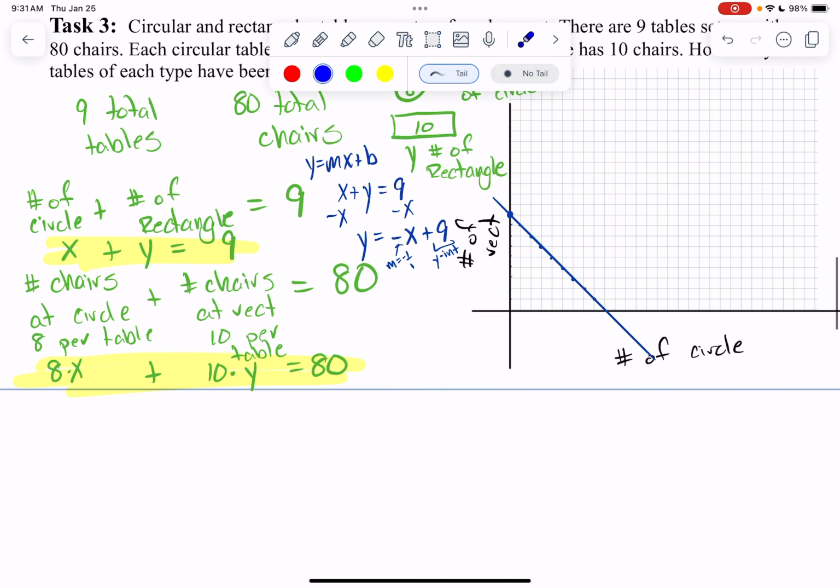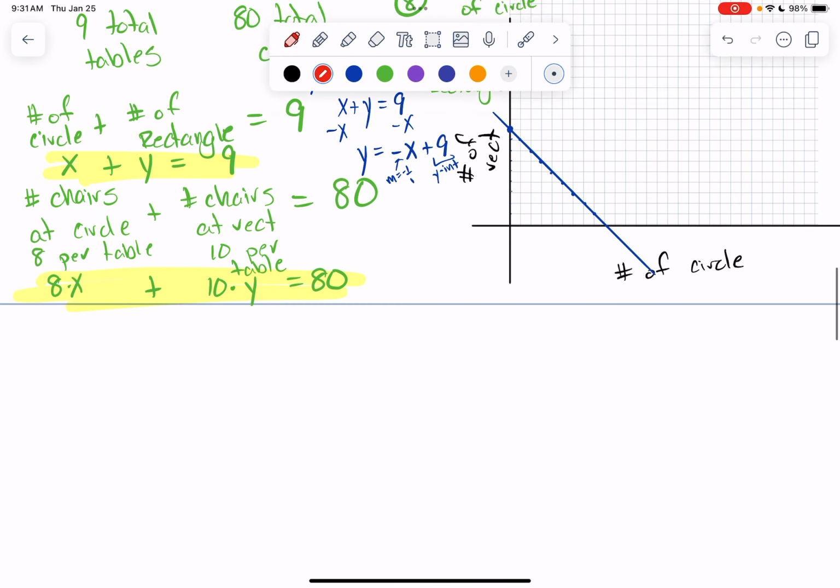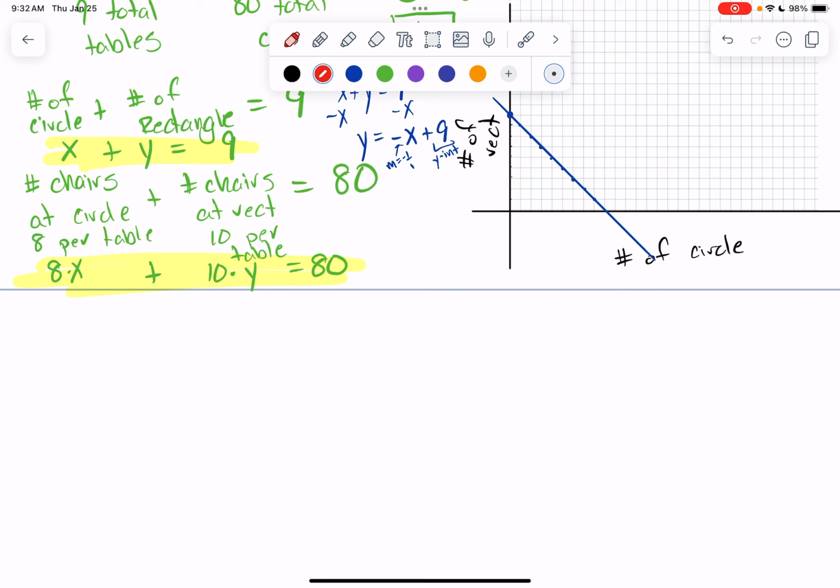Okay, so now we need to look at the chairs. 8x plus 10y equals 80. I'm going to solve this for y. I'm going to subtract 8x from both sides, so 10y equals negative 8x plus 80. Then we have to divide both sides by the 10. So I'd have negative 8 over 10 x plus 80 over 10, which is 8. Negative 8 over 10 simplifies; they both divide by 2, negative 4 over 5. So there's my slope, negative 4 over 5, and my y-intercept is 8.